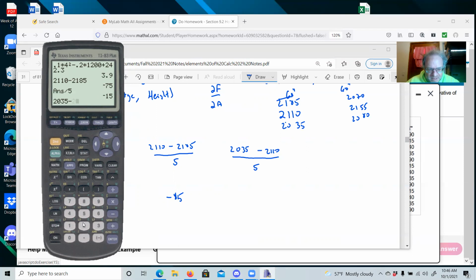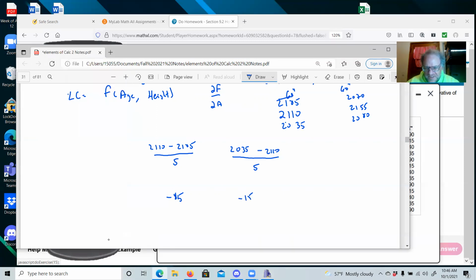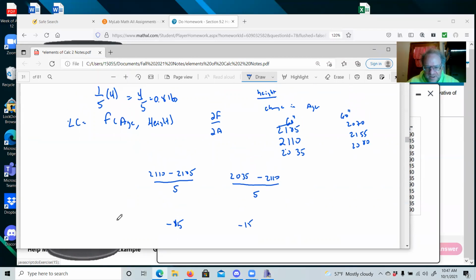Divided by 5. Oops, not that divides. Not yet. Let's get rid of that. Equals, and then look at that. Negative 15. Let's see if it works over here. We did 5-foot woman here. Let's see if it works the same way.